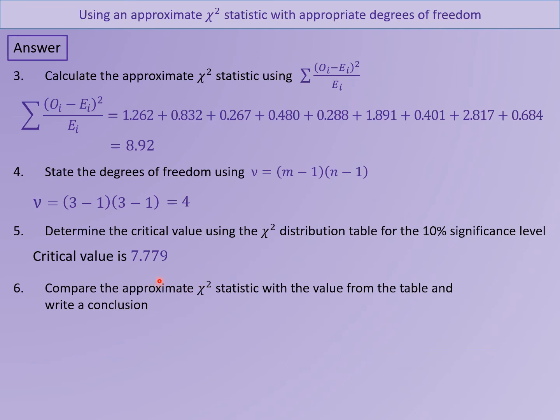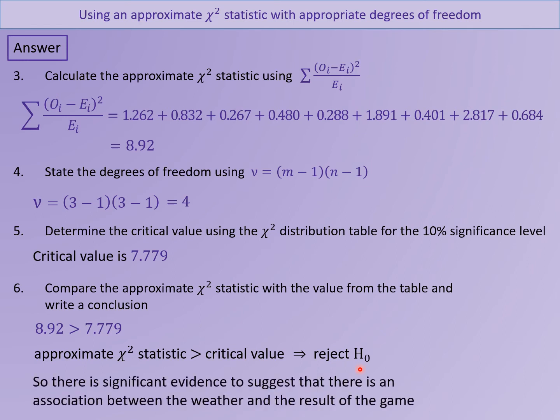And now what we need to do is compare. Was our value greater than our critical value? Did it go past our critical value? Now it did go past our critical value, so it passed that line. Therefore, the approximate chi-squared statistic was greater than our critical value, so we can reject our null hypothesis. In this case, there was enough evidence to reject the null hypothesis, and that means that there was an association between the weather and the result in the game. So if there is a change in the weather, you would expect a change in the result of the game.